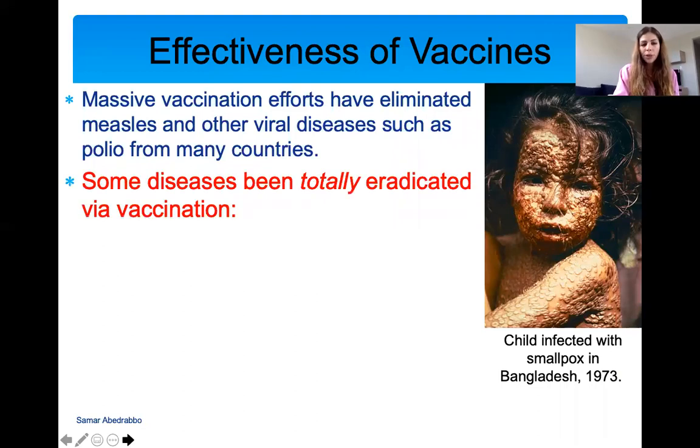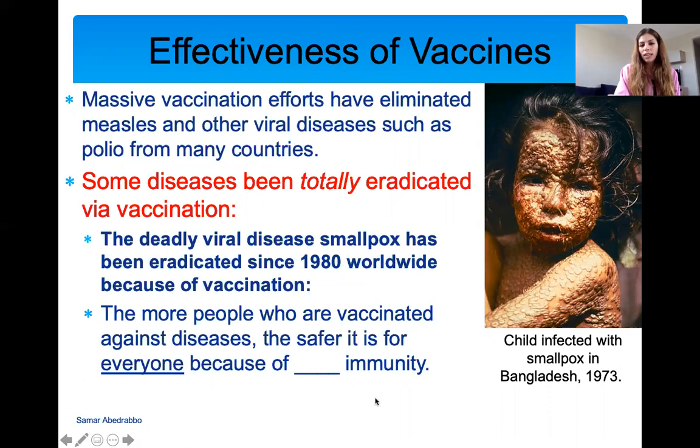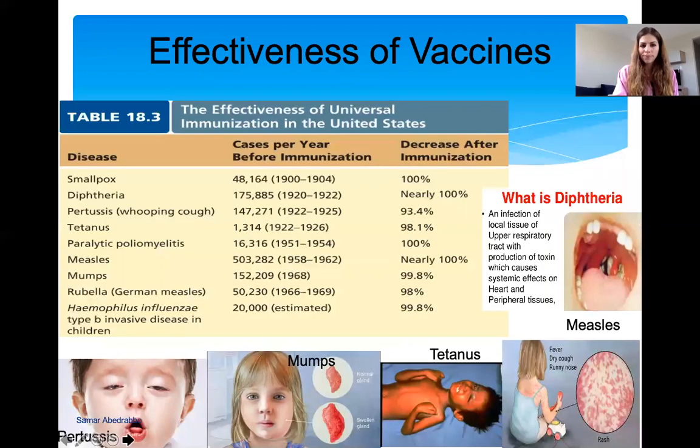So when we think of polio, polio has been at very low levels because of the vaccine. And some diseases have been totally eradicated. Eradicated means gone because of vaccination. One example of such a viral disease is smallpox. Smallpox is a deadly viral disease, and since we've created the vaccine, we have not seen any more cases of smallpox. It was eradicated around 1977, 1980. And so the more people who are vaccinated against a disease, again, the safer it is for everyone because of herd immunity. And vaccines have really played a big part of this.